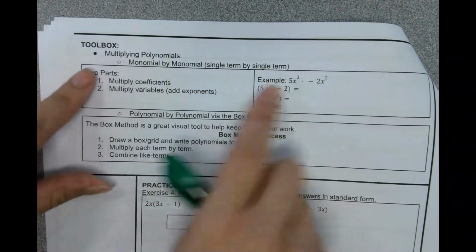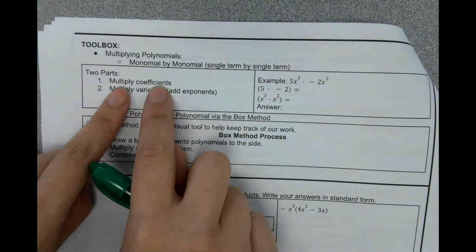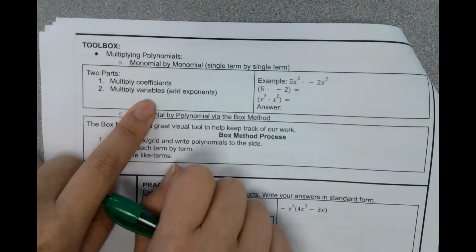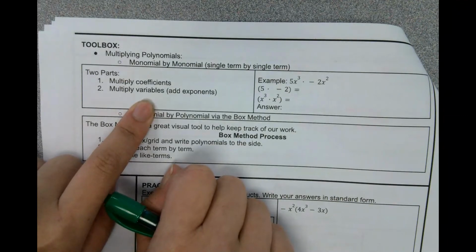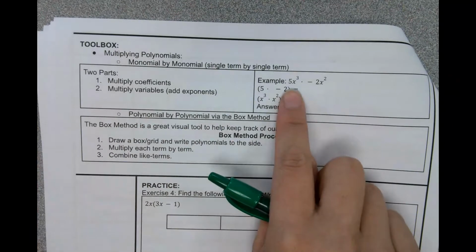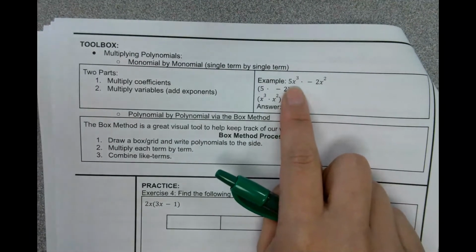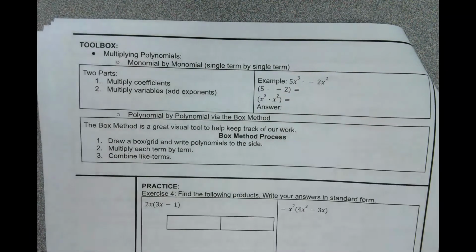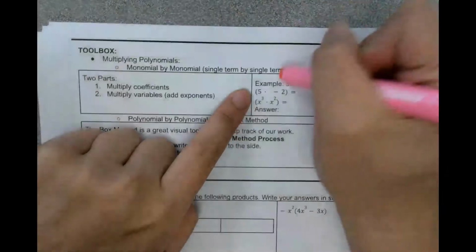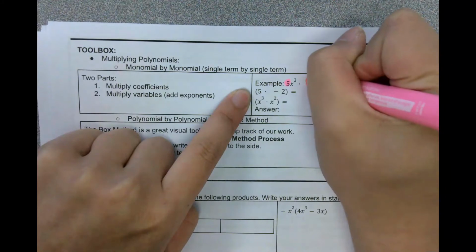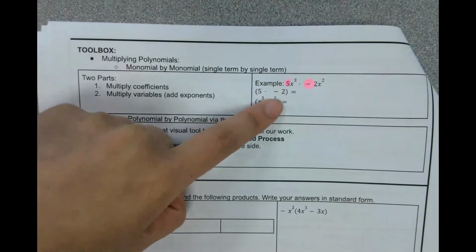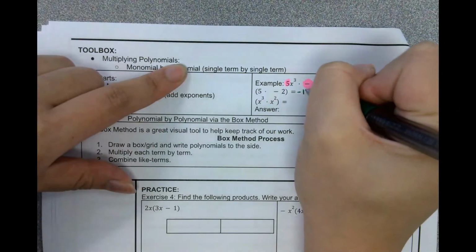Okay, so there's two parts. First, we multiply the coefficients, and then we multiply the variables. And please remember, when we multiply variables, we end up adding our exponents. Okay? So an example here is if I had 5x cubed times negative 2x squared, I'm going to take the coefficients and multiply them together, right? So here the coefficient's 5. The coefficient here is negative 2. Okay, so 5 times negative 2 gives me negative 10.